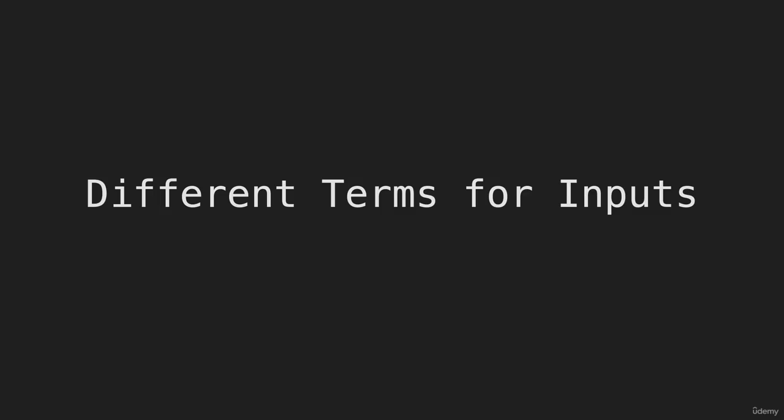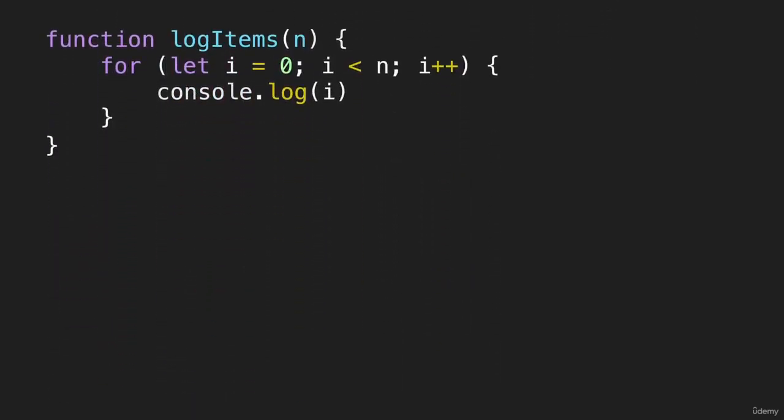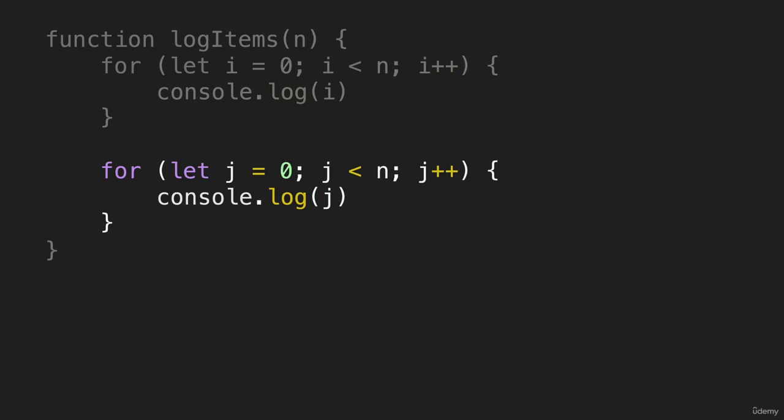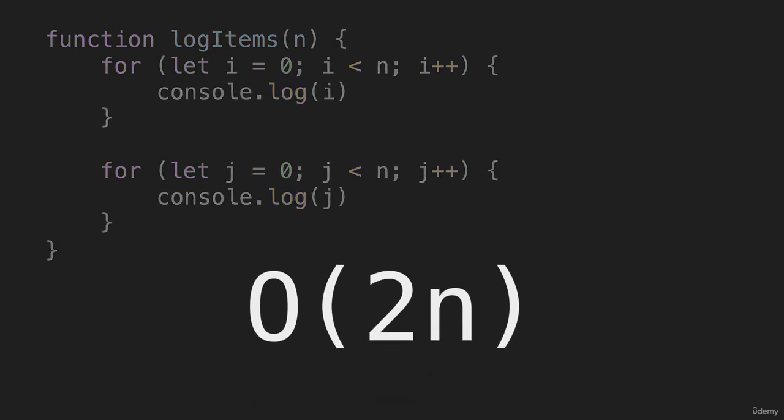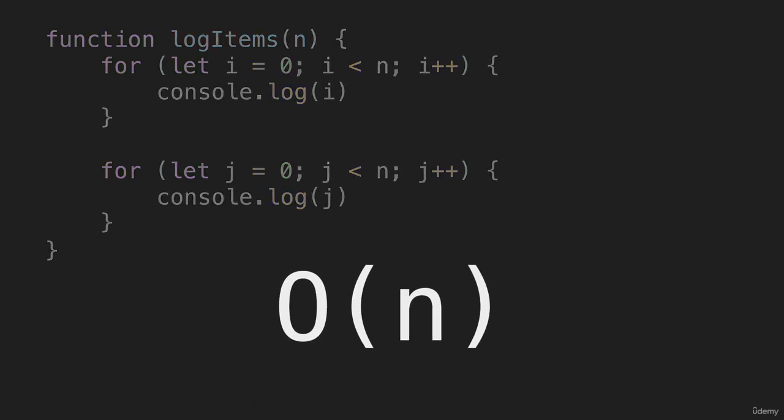Different terms for inputs is a very popular gotcha technical interview question. And to explain it, I'm going to bring up some code that we've seen before, where we have a for loop followed by another for loop. And if you'll recall, each of these ran n times, and it was O of 2n, and we dropped the constant and it became O of n.